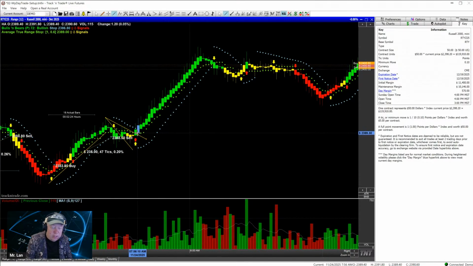Now I'm using 2 indicators, so it's a little confusing. You can use just the blue light. In the manual, I just use the blue light. I don't use the little green one, but the little green one's a little tighter, so you don't lose as much if you're wrong. It doesn't have to come all the way down here to stop you out.